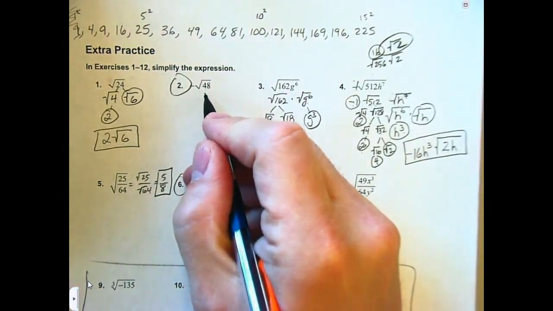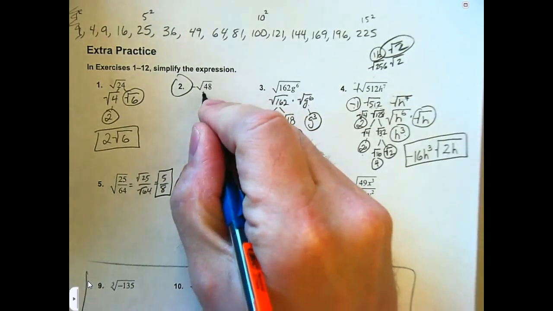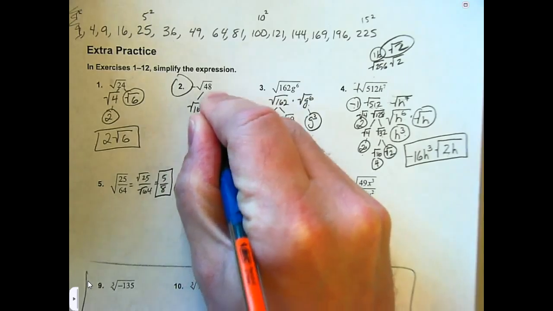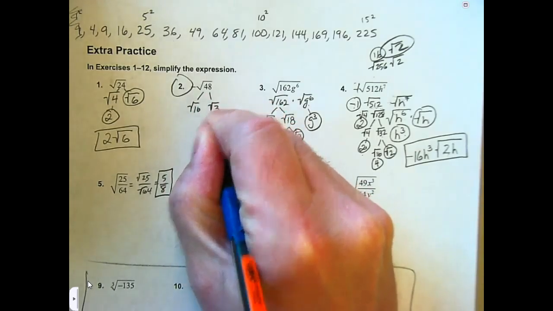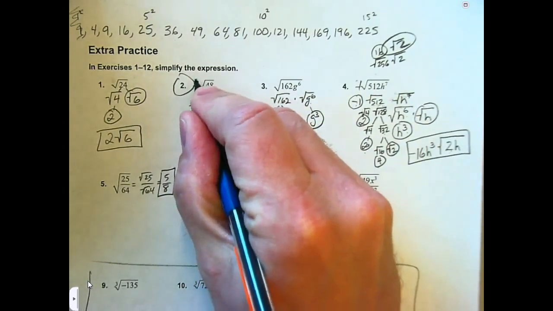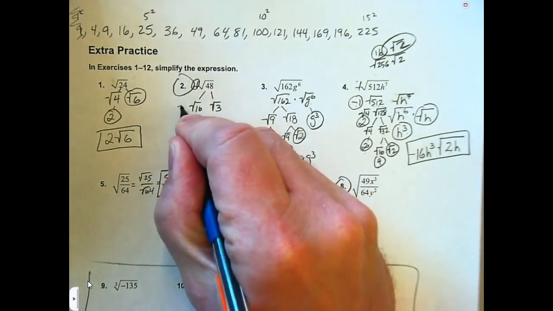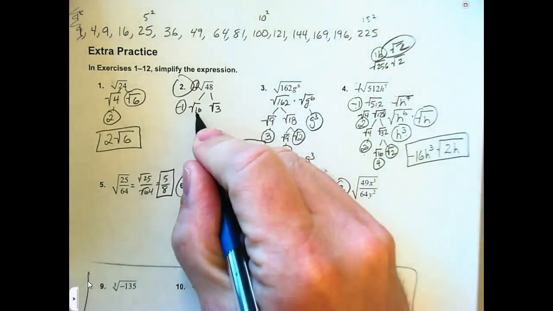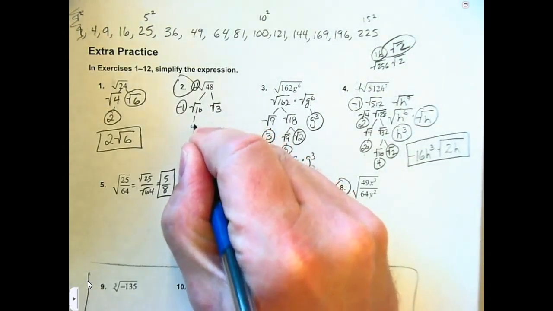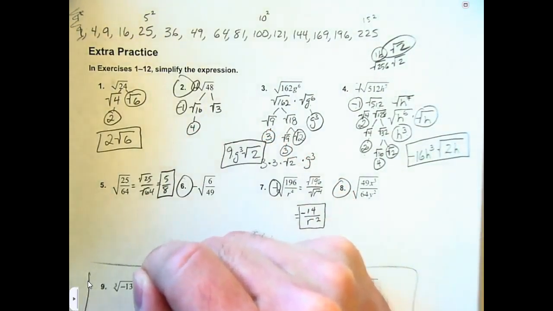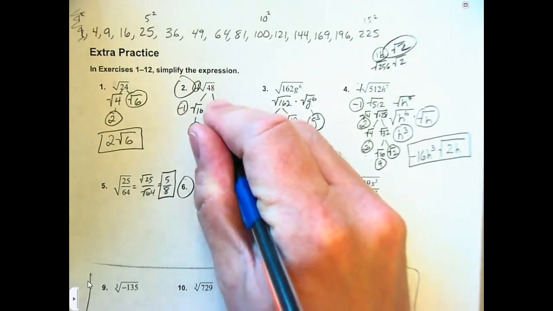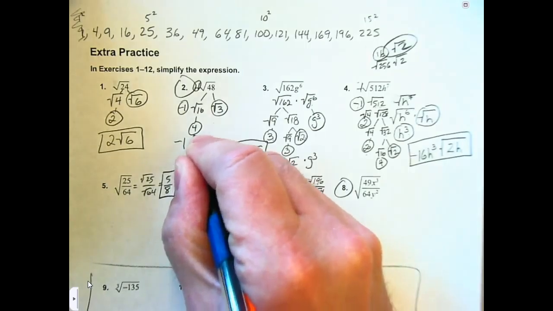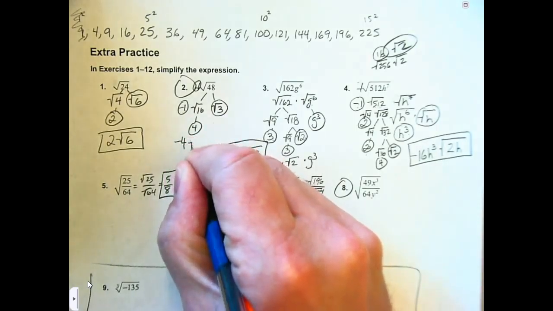So, the perfect square that goes into 48 is 16. 16 times 3. And this negative 1 is hanging out there. Remember, if the negative's on the outside, we just circle it and move it down. The square root of 16 is 4. We're now done with that. And this is root 3. We can't simplify. So negative 1 times 4 is negative 4 times root 3.